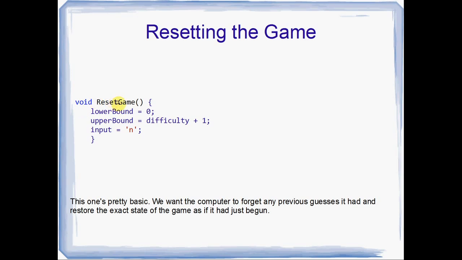Okay, so resetting the game happens straight after the story, and all you want to do here is basically restart the game. All I've done here is make the AI set itself back to the default, which is the lower bound of 0 and the upper bound of difficulty, which is 100 plus 1, and reset the user's input to N. That's pretty basic.